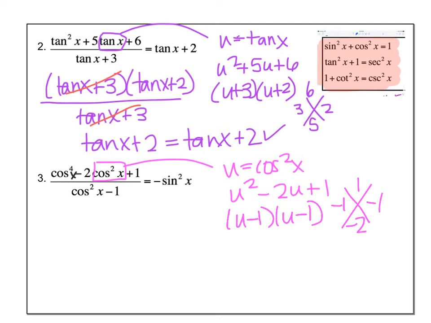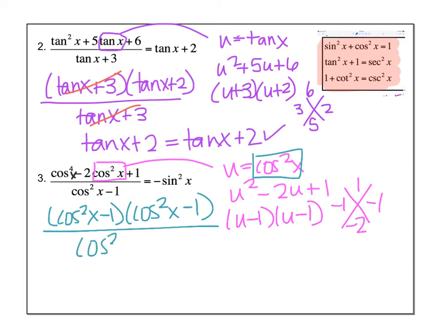So now when I go to rewrite this in the problem, I have to make sure that I'm plugging cosine squared back in for u. So it's going to be cosine squared x minus 1 times cosine squared x minus 1 again, sorry, over cosine squared x minus 1. And one of those cancels, but one of those is going to stay behind. Cosine squared x minus 1 stays behind. And our goal is to get that to equal negative sine squared x.